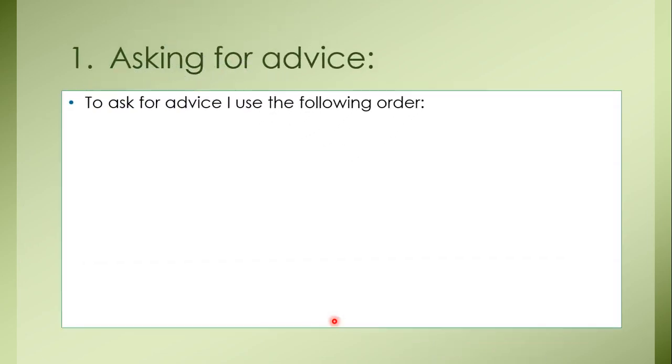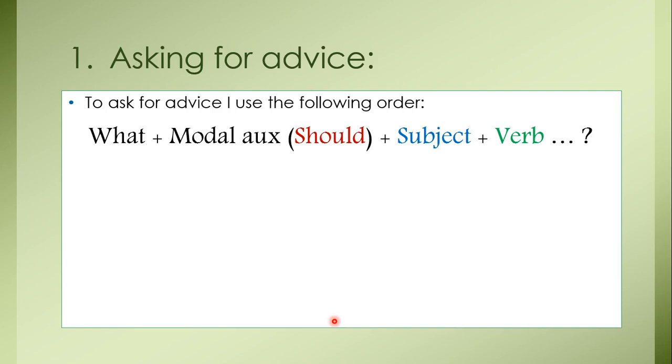To ask for advice, we use the following order: what, plus the modal auxiliary should, plus subject, plus verb, and of course the question mark. This is the general structure for asking for advice.